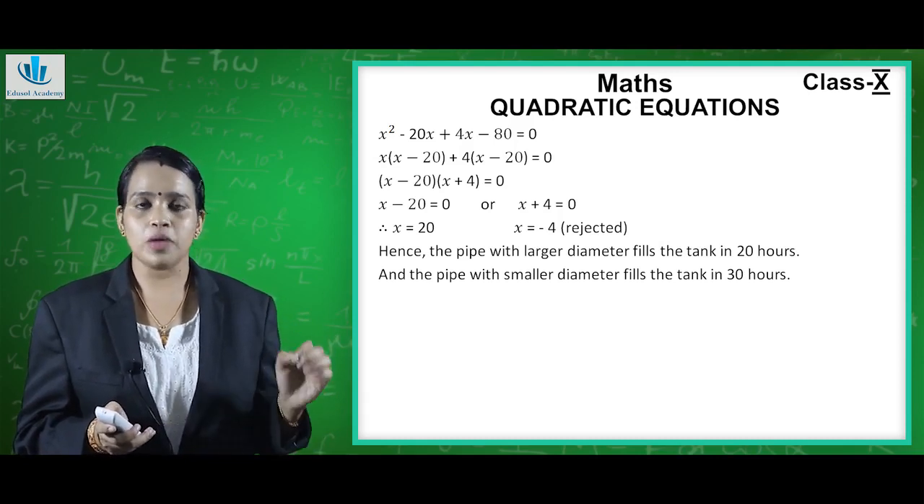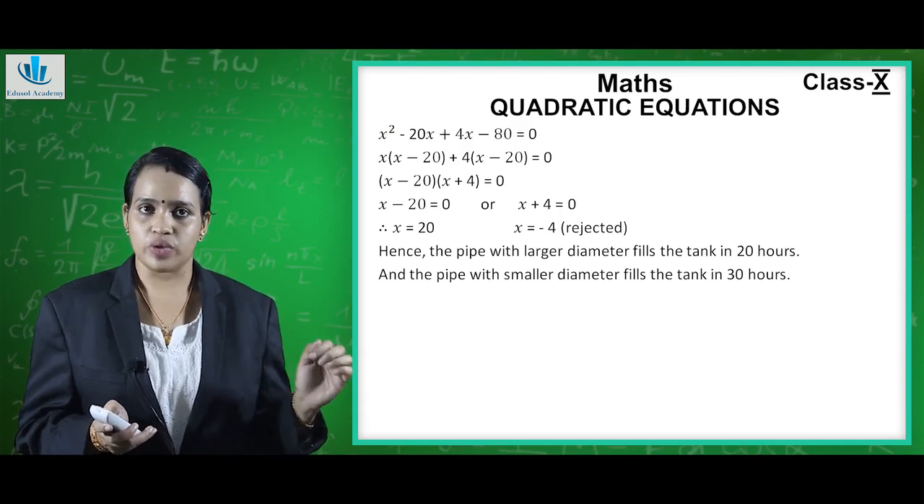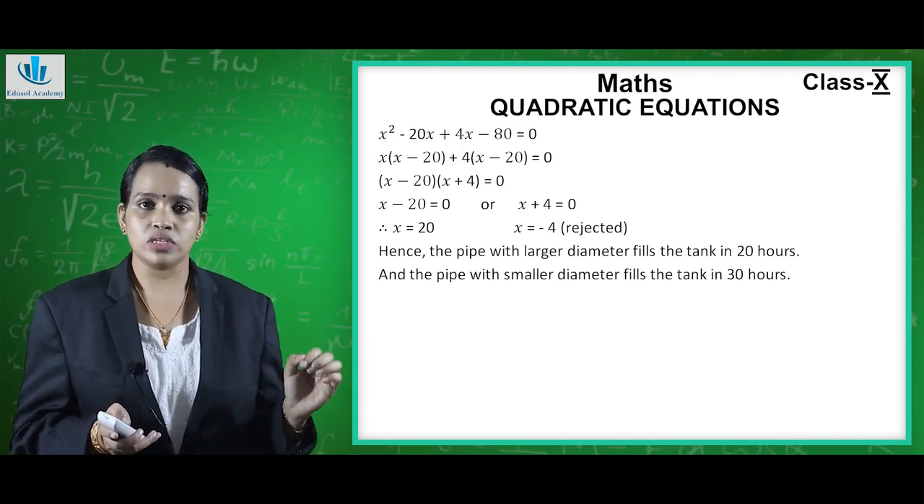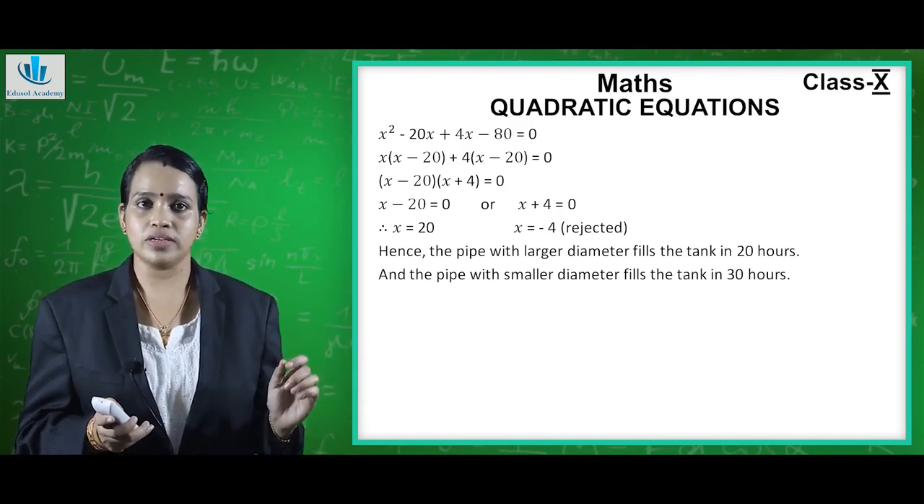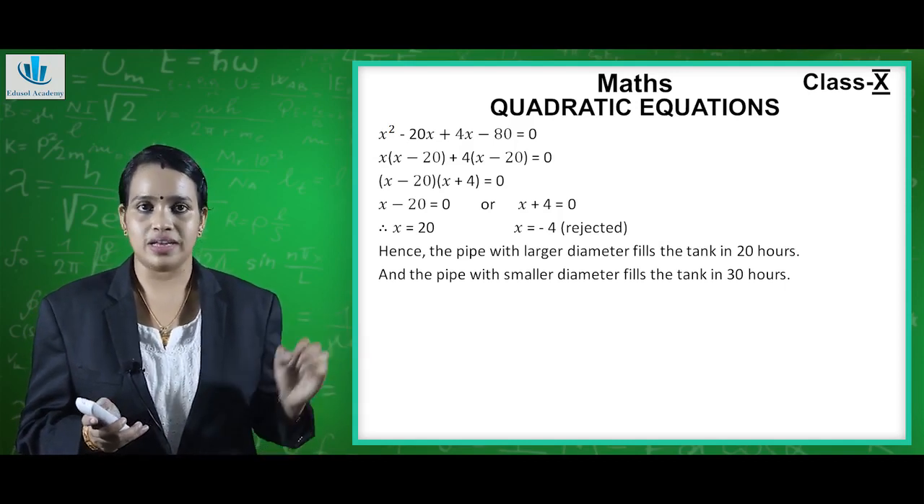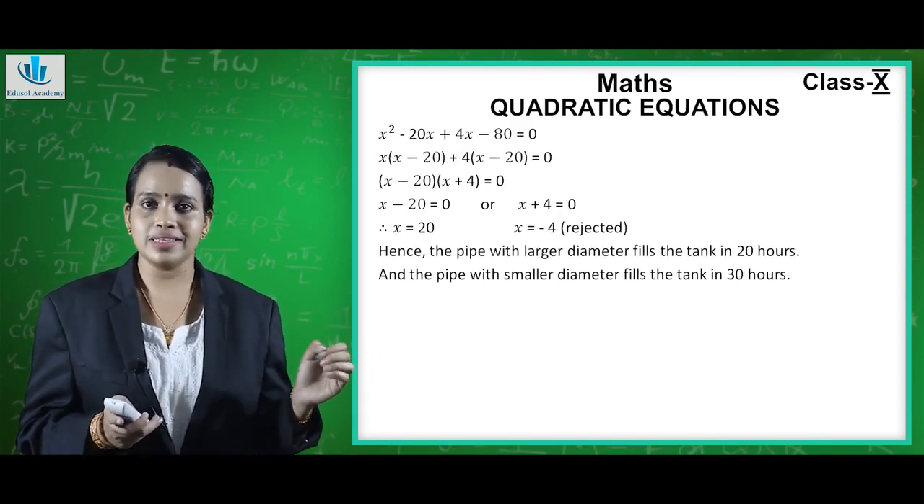So we can say that the pipe with larger diameter fills the tank in 20 hours, and the pipe with smaller diameter fills the tank in x plus 10, which you already know, so it becomes 20 plus 10, that is 30 hours.